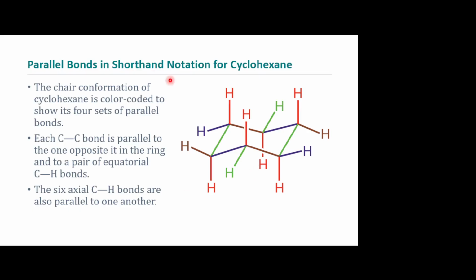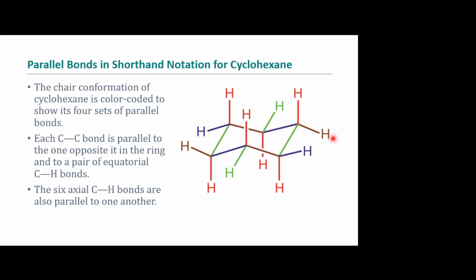Now, the chair conformation, if we look for parallel bonds in the shorthand notation, we can actually see that we end up paralleling these bonds. So whenever you draw this out, you should always end up with a paralleled structure because it's a symmetric structure, right? And so, for example, these two are parallels of each other. See that?